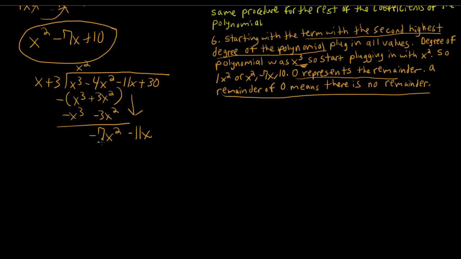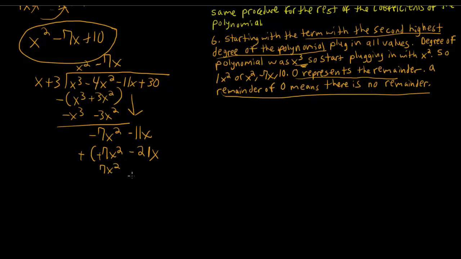x times what is negative 7x squared, and it's just negative 7x, times x is negative 7x squared, so minus negative 7x squared, and then you say 3 times negative 7x is just negative 21x, and a negative and a negative end up being a positive, so it's positive 7x squared.